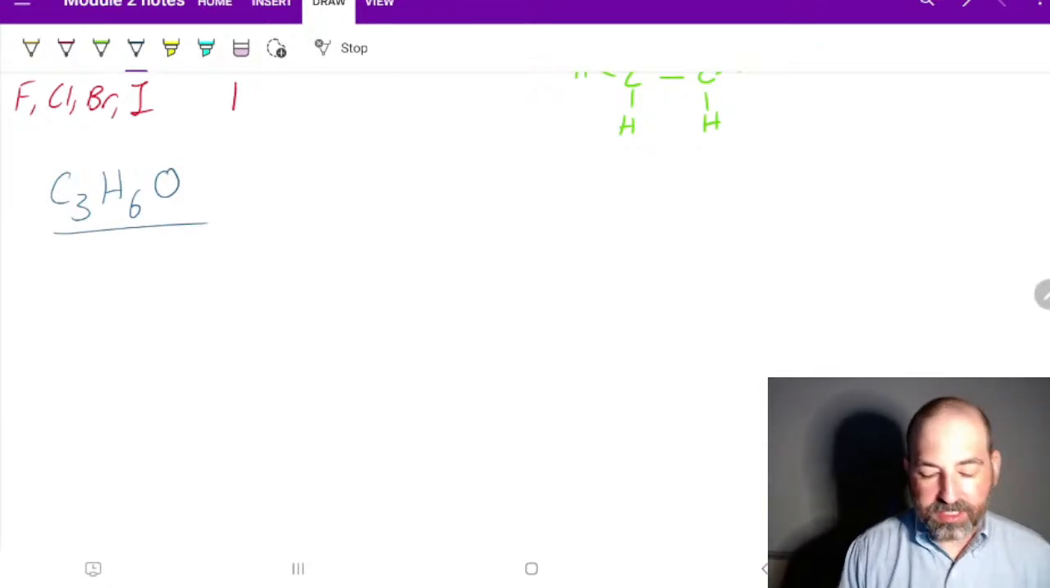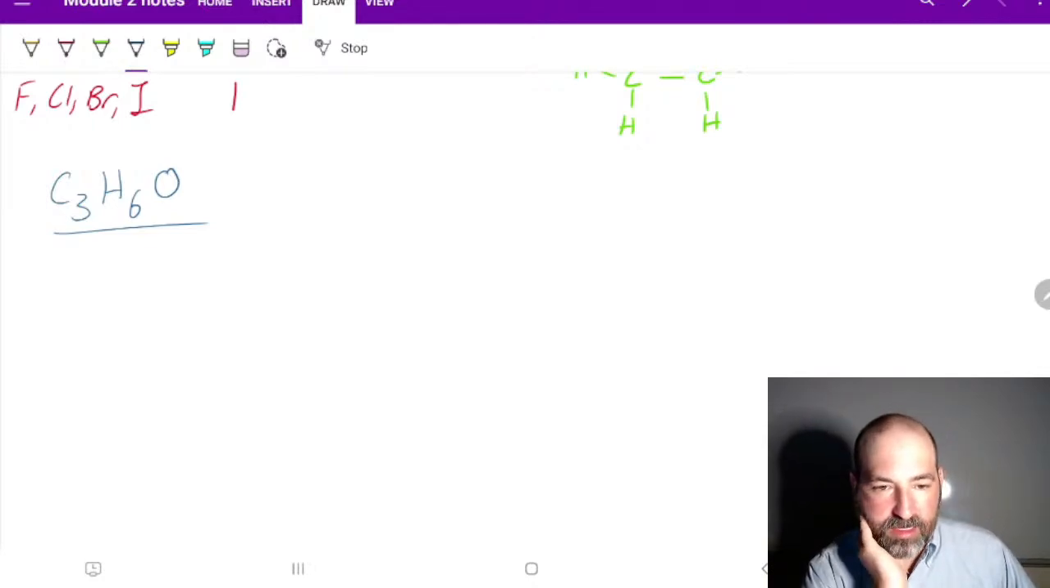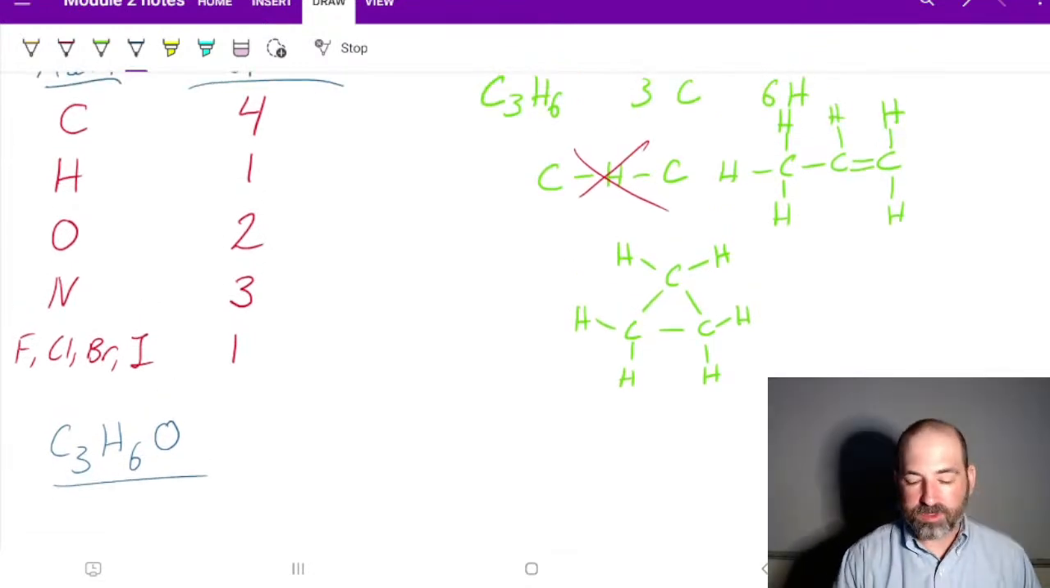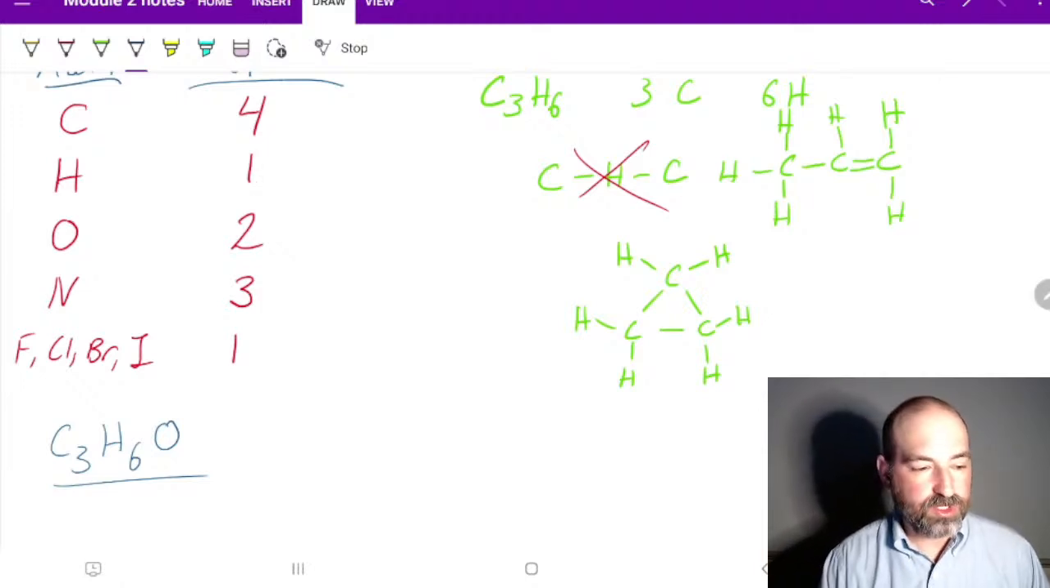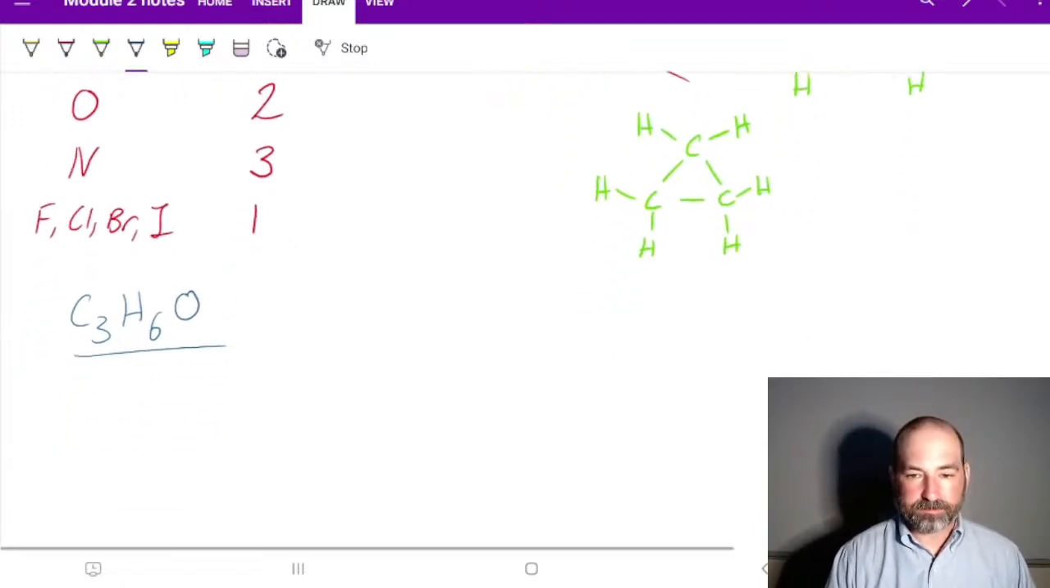So C3H6O, we've got these atoms. We've got 3 carbons, 6 hydrogens, and an oxygen. And we have to put them together in a way that fits all of these rules. So we want to make sure whatever structure we draw, each carbon has 4 bonds, each hydrogen has 1 bond, and each oxygen has 2 bonds. If we do that, we should have a reasonable structure.